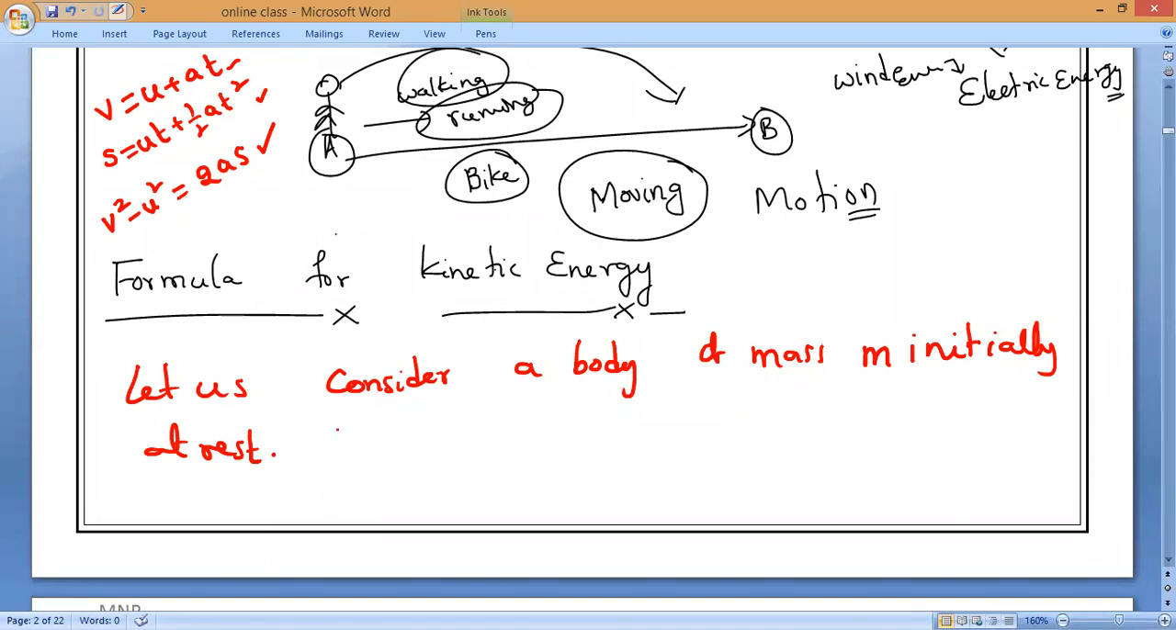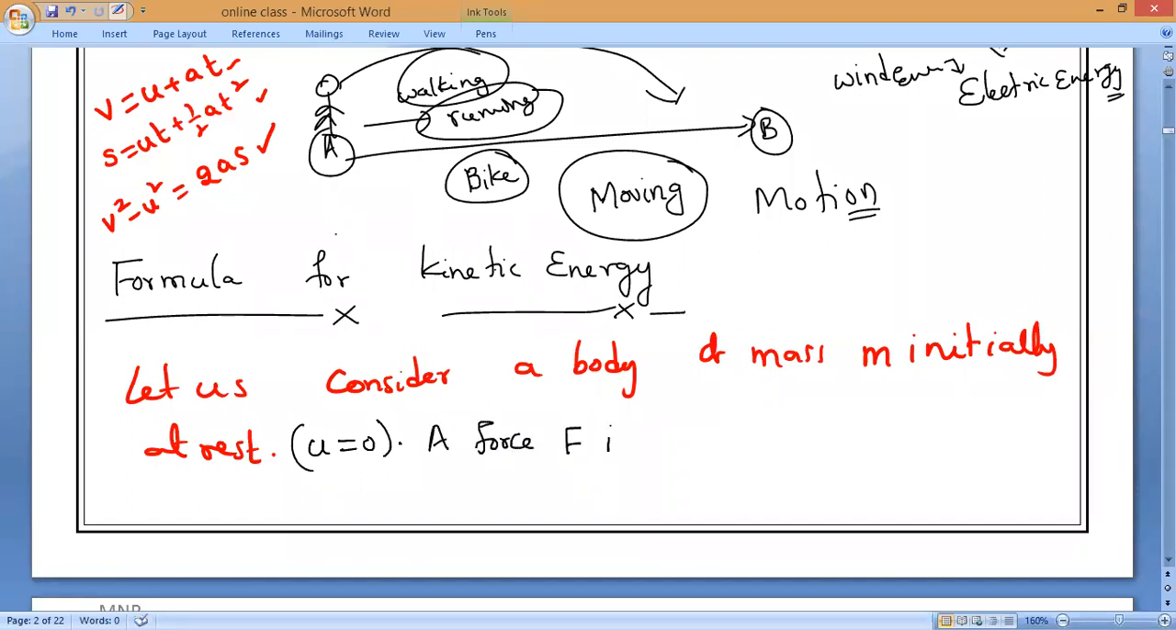Initially at rest, so the initial velocity is zero. The body is at rest. What is zero initially? Check it, everybody, you have to tell me. Initial velocity is 0, sir. Initial velocity is zero. Very good, Mitakshri. Now, a force F, write the point.